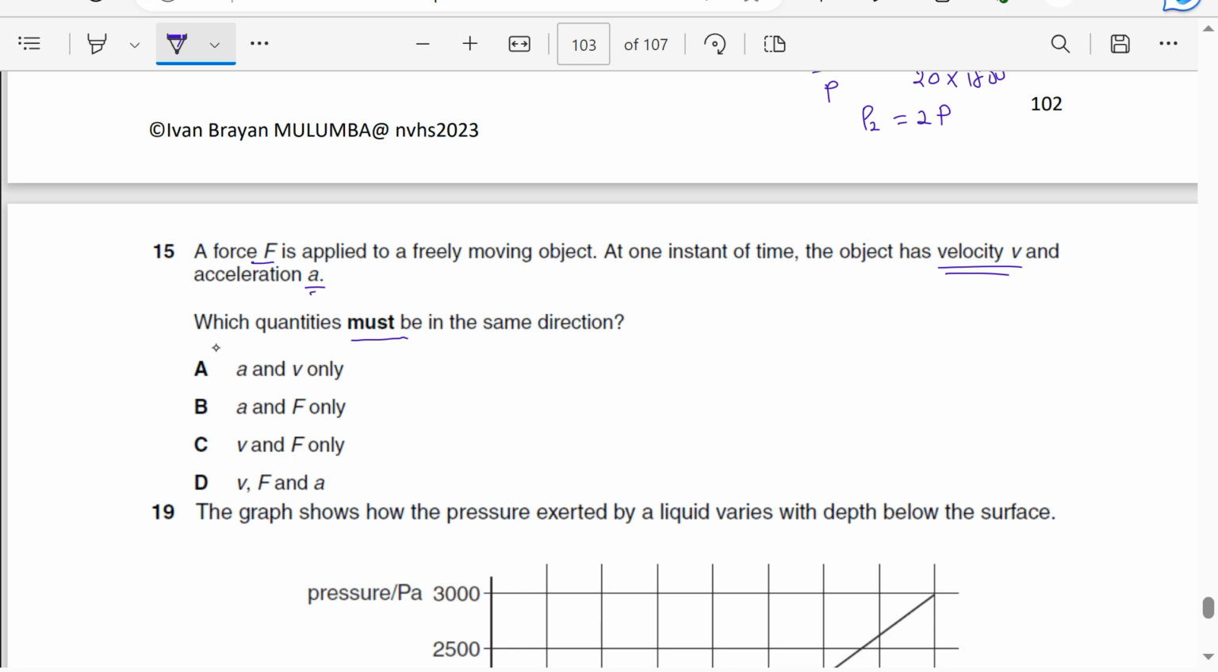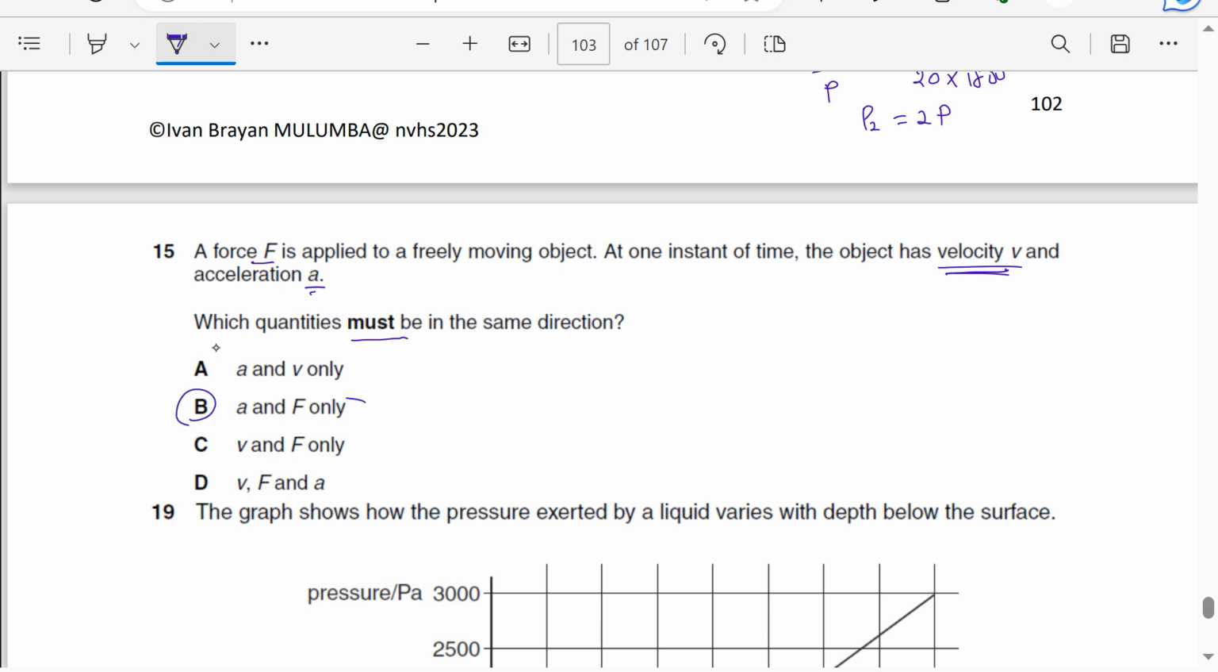A force F is applied to a freely moving object. At one instant of time, the object has velocity v. It could be changing direction, and acceleration a. Which quantities must be in the same direction? So the answer is going to be automatically B.